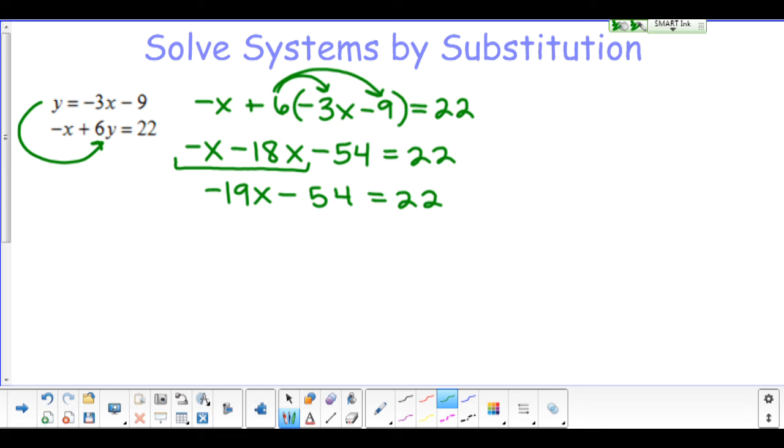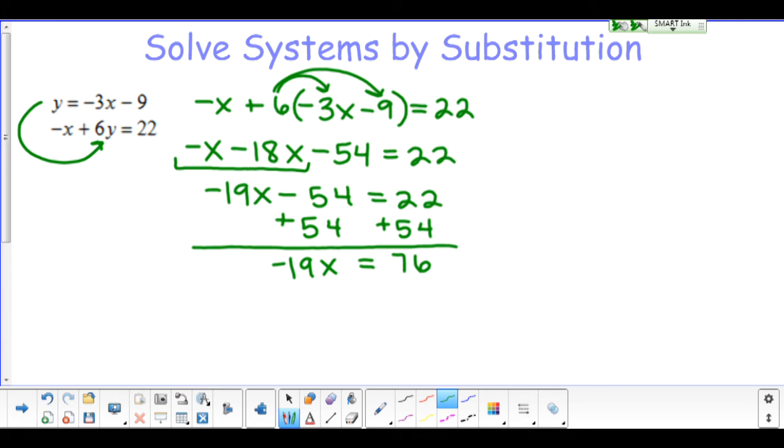I need to get the negative 19x alone, so I'm going to add 54 to both sides. 22 plus 54 gives us 76. And that will equal negative 19x. So then to get our x alone, we divide that by negative 19. And we're going to get x to be negative 4.